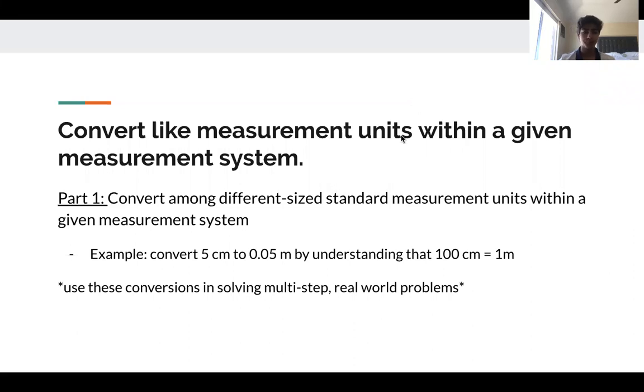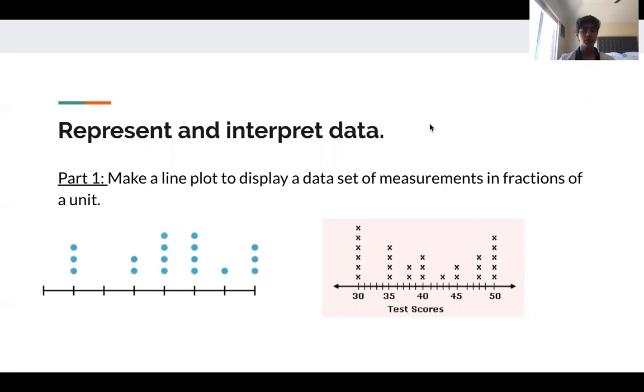to that scenario. Let's also understand that you need to know how to represent and interpret data. Now, for example, one way of doing this is by making a line plot, as you can see in the two images below, to display a data set of measurements in fractions of a unit. Let's go ahead and look at what that means. The left one really just shows you what a line plot looks like, while the right image shows you a real-world example of how a line plot would be used.